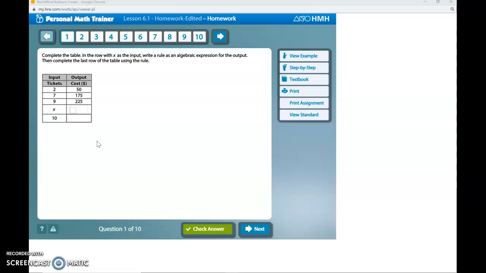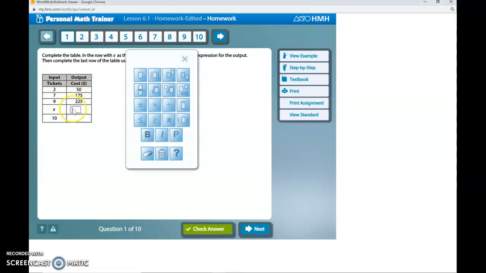It's kind of weird that they ask for the rule in the fourth column, but pretty much we're just going to say how much one ticket costs. They give us some information here: 2 tickets cost $50, 7 tickets cost $175, 9 tickets cost $225. So we have to say how much one ticket costs.